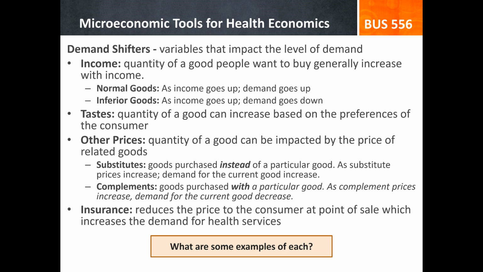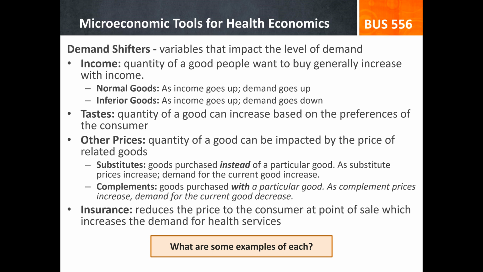And so inferior goods are the ones like the no frills that you see in the grocery stores. Instead of Frosted Flakes, it's the ShopRite brand. Those are inferior goods. You leave the ShopRite brand and you start to move to the normal goods, the regular Frosted Flakes, as your income goes up. Another demand shifter is taste. Quantity of a good can increase based on the preferences of the consumer. So just taste. If someone likes something more than another, then their demand for it will grow versus if someone dislikes something. And so taste can definitely shift the demand curves up or down too.